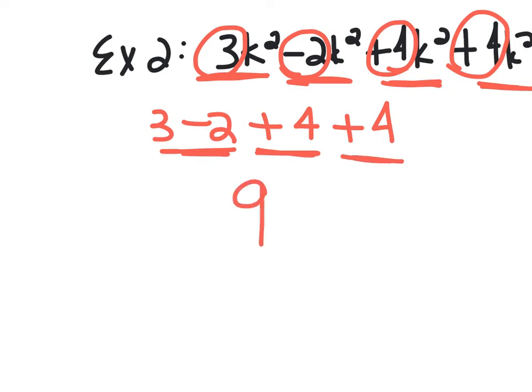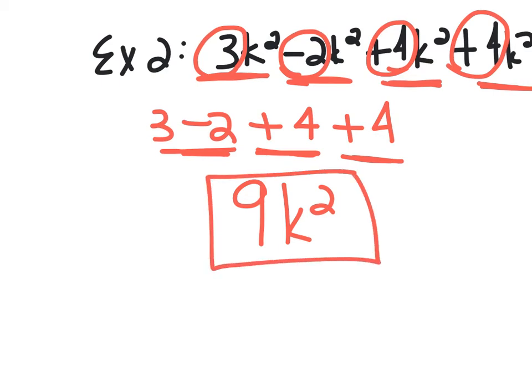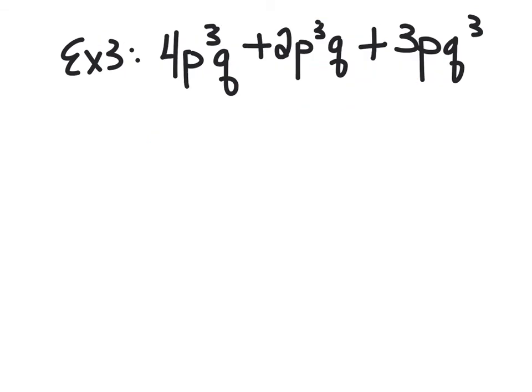So I have 9. Some of you are forgetting the variables in your answers. We have 9k squareds. This is our answer. Why did it simplify all the way down to one term? Because they were all like terms. Let's go to the next example.